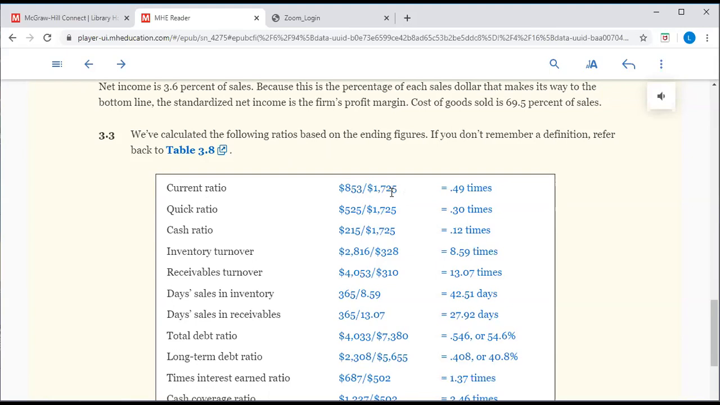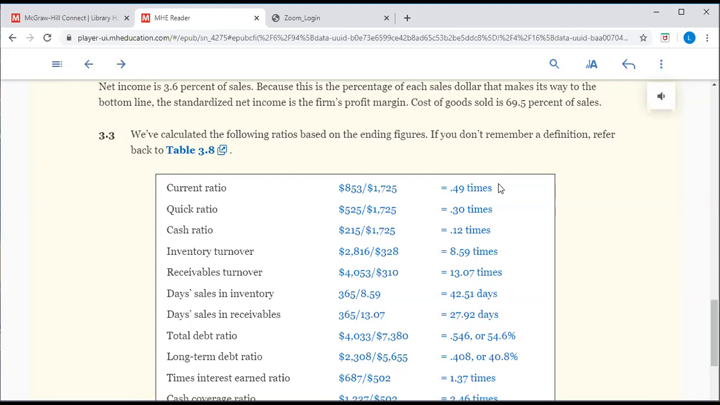divided by current liabilities from the balance sheet, you get 0.49 times, or how I like to look at it is for every dollar in current liabilities, the company has 49 cents in current assets. So you can't even pay off your current liabilities once with your current assets. You can only pay them off 0.4 times. The quick ratio will give us a better measurement of liquidity.